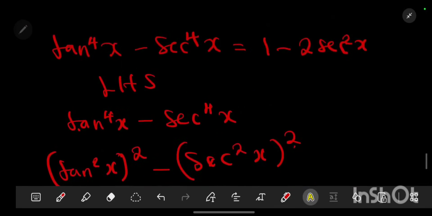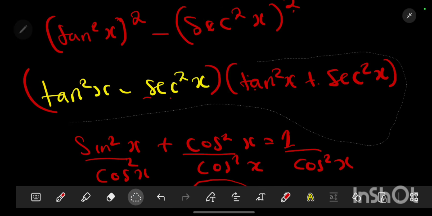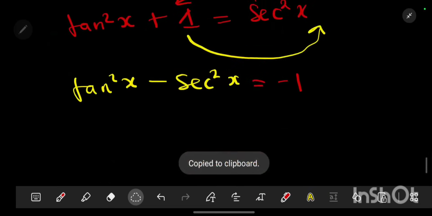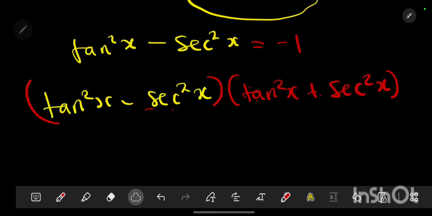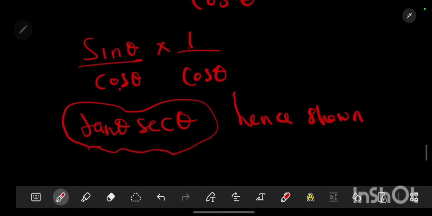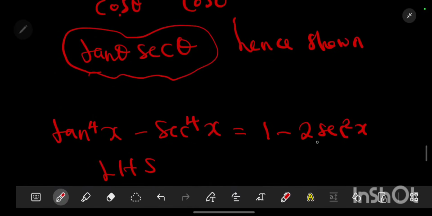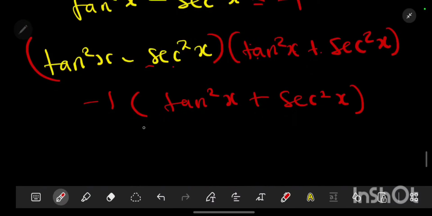So wherever you see this, you put -1. With that said, we are going to have something like this: -1, open brackets, tan squared x plus sec squared x. What are we required to produce? We are required to produce 1 minus 2 sec squared x. So meaning to say we are not interested in tan, and we need to know how we are going to eliminate that.